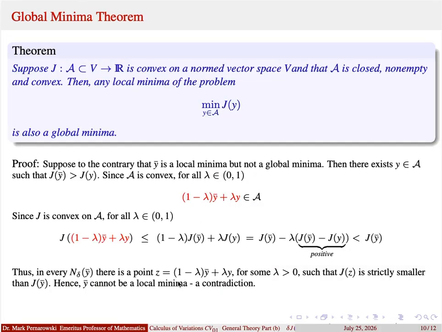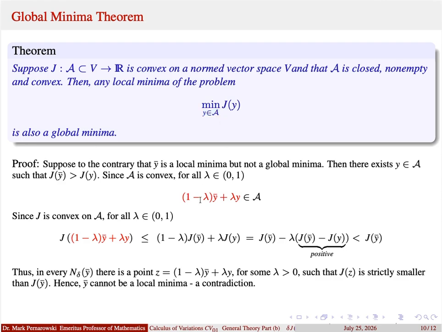There's a theorem that says that if you have this setup like we're repeating over and over now, J is a mapping from an admissible set that's a subset of some normed vector space. And if A is closed, non-empty, and convex, then any local min of the problem is also a global min. You have to remember that when we're talking about this, A could be a bounded set. It doesn't have to go on forever.